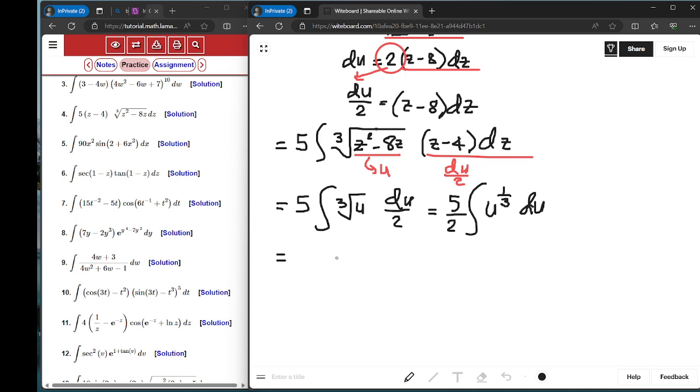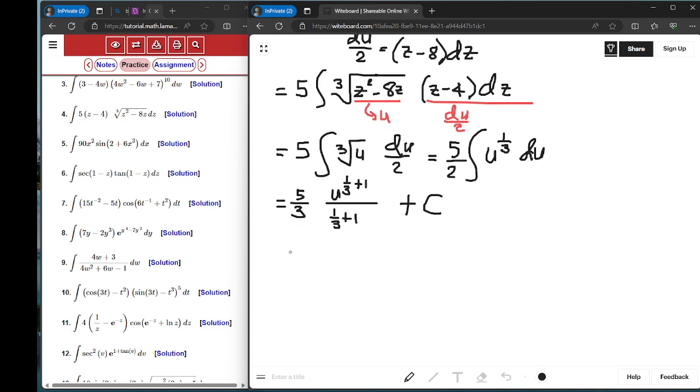Then, moving on to the next step, we can now integrate our u. So this will become u to the power of 1/3. In integration, again, we add 1 to the exponent, and we will have a denominator equivalent to the exponent plus 1. And we should not forget the plus c. So this is now 5 over 3 times u. What is 1/3 plus 1?